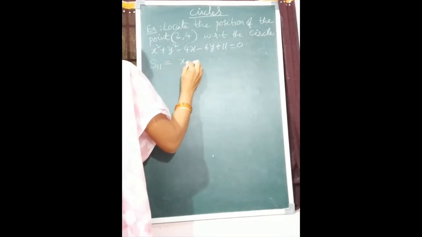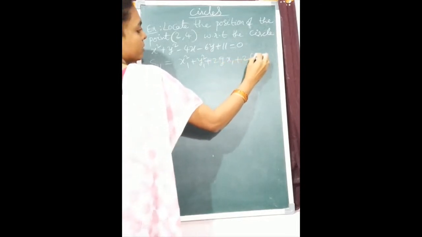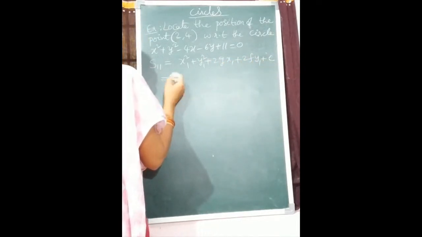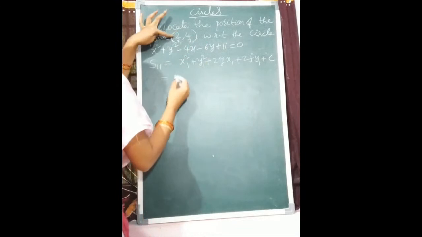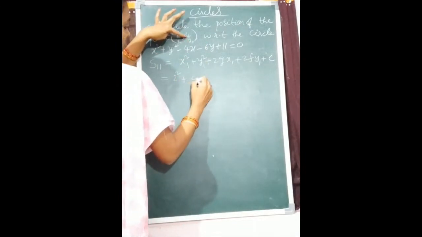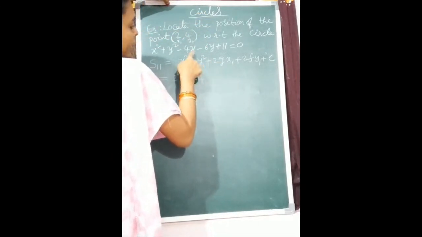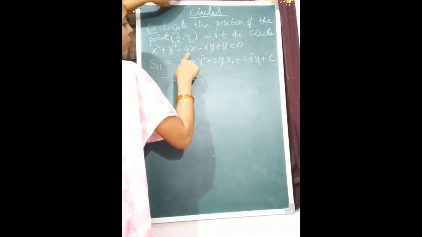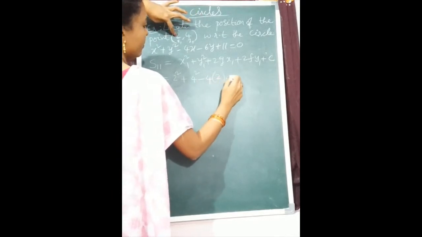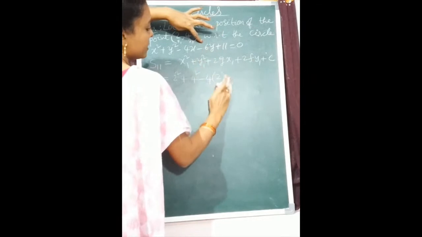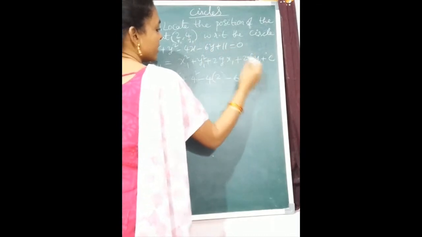First we have to do S11. S11 means x1 square plus y1 square plus 2gx1 plus 2fy1 plus c. So here x1, y1 means the given point. x1 square is 2 square, y1 square is 4 square. For 2gx1, the x coefficient is the same, so 2g is minus 4. So minus 4 into x1 means 2, plus 2f means minus 6. So minus 6 into y1 means 4, plus c, 11.